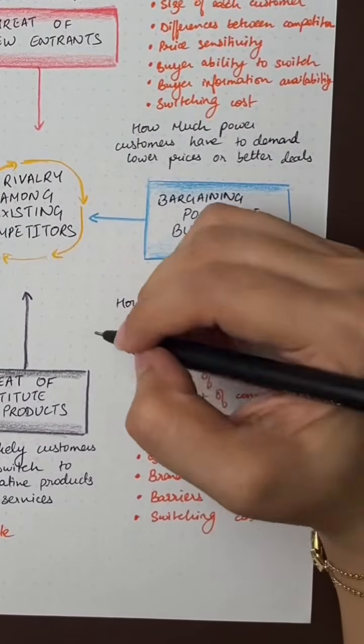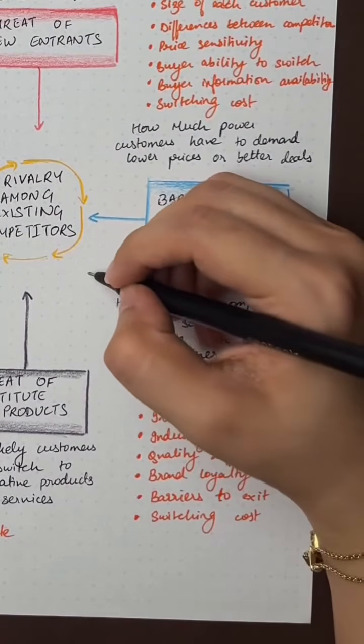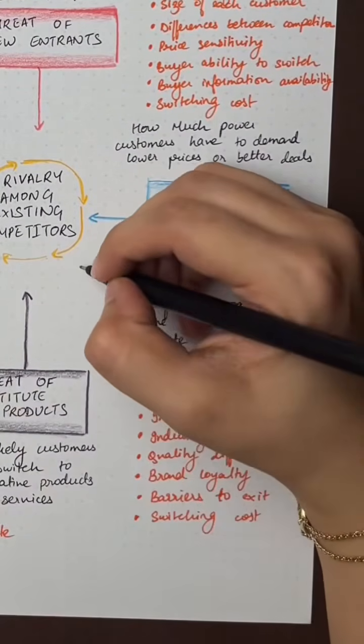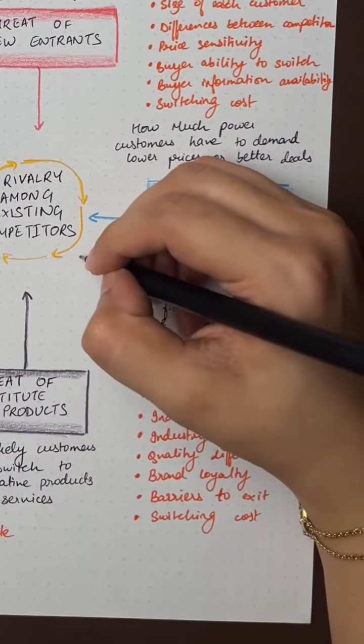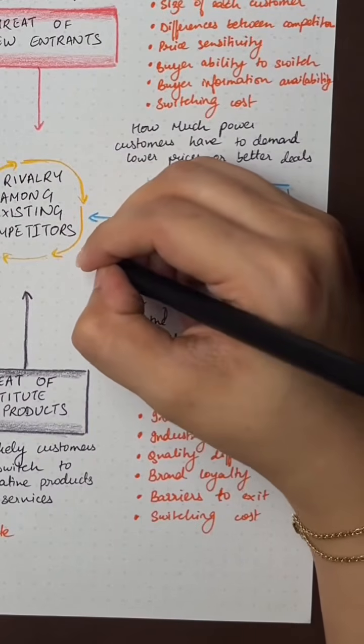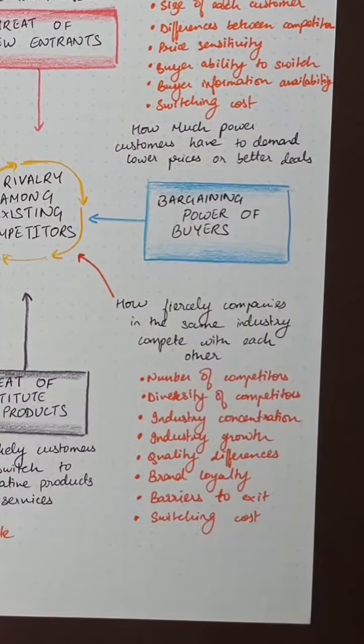Now, typically in industry, we not just compete with the competitors that are there in that industry, but also suppliers, buyers, entrants, and other substitute products. This is how you can understand any company's bargaining power in any industry.